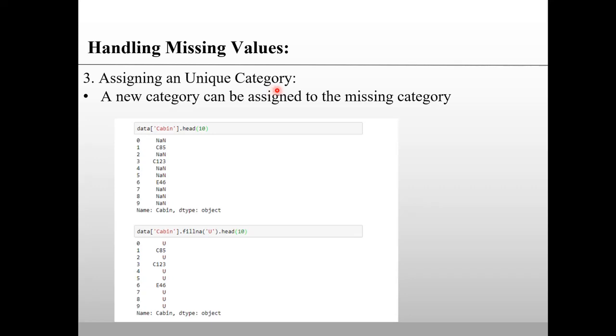You can even assign a new category. If you come across missing values in categorical data, for example in this data, the column cabin represents categorical values. Here you can find missing values, right? You can replace these missing values with a new category. In this example, a new category U is assigned to all these missing values. In a later step, you can even encode this newly assigned categorical value.